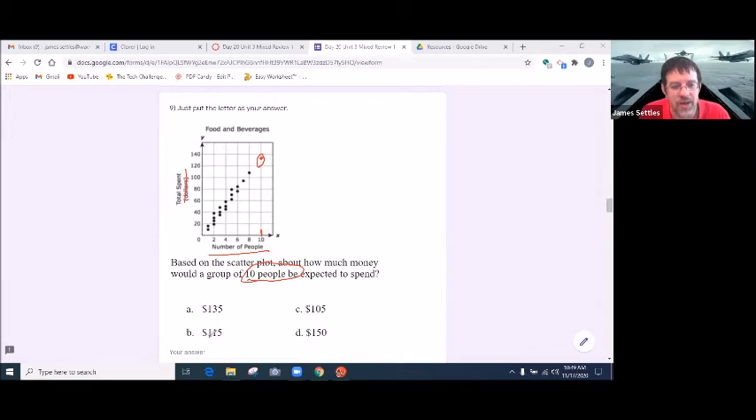Okay, so let's keep going. B would be 115. 115 would be below 120. I think that's a little less than what we like. C would be 105. Okay, well, if we didn't really care for 115, 105 is definitely going to be too low. And then D is 150. Now, this is going by 20, so 150 would be about right here.